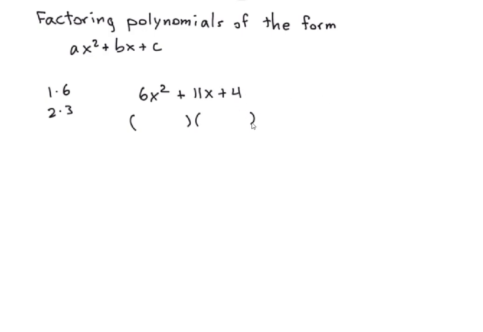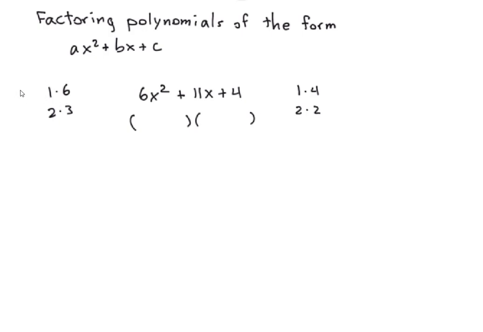And the same thing with this 4. This 4 is going to come from the second term in each binomial. So let's look at how we can get the 4. There's only two ways to do that, 1 times 4 and 2 times 2. Basically what we're going to do is put these in our binomials, trying different combinations until we get it correct.